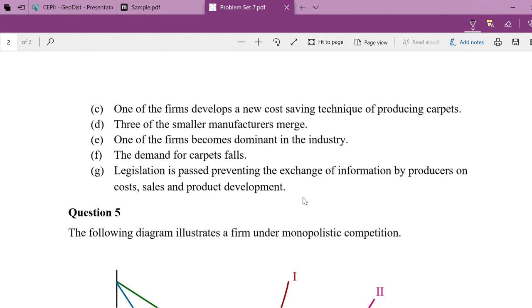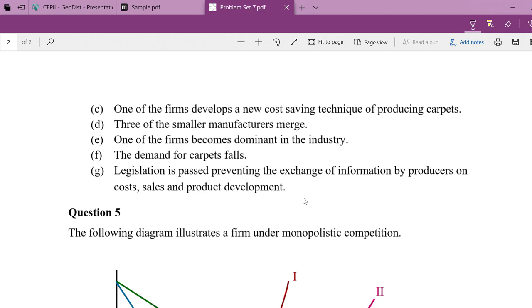Now F, demand for carpets falls. What happens to the collusive behavior? Will colluding firms carry on colluding if the demand falls, or will they start reducing their prices so that they capture the falling demand? Reduce the price, so that means breakdown of the collusion. As I said, collusion works only when there's a stable market, when demand, supply and costs are stable, nothing much changing, and barriers are in place.